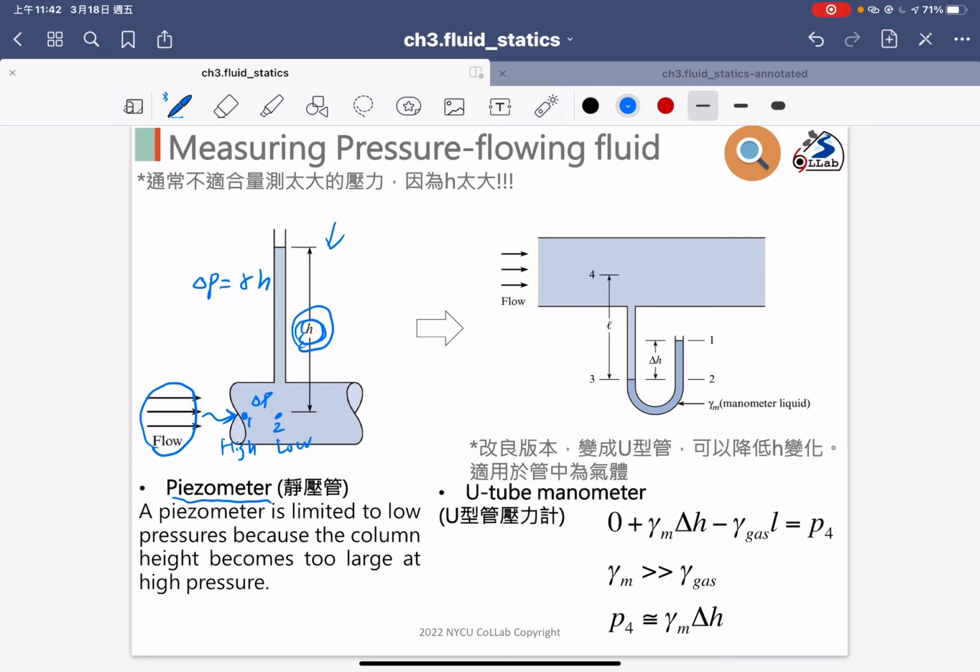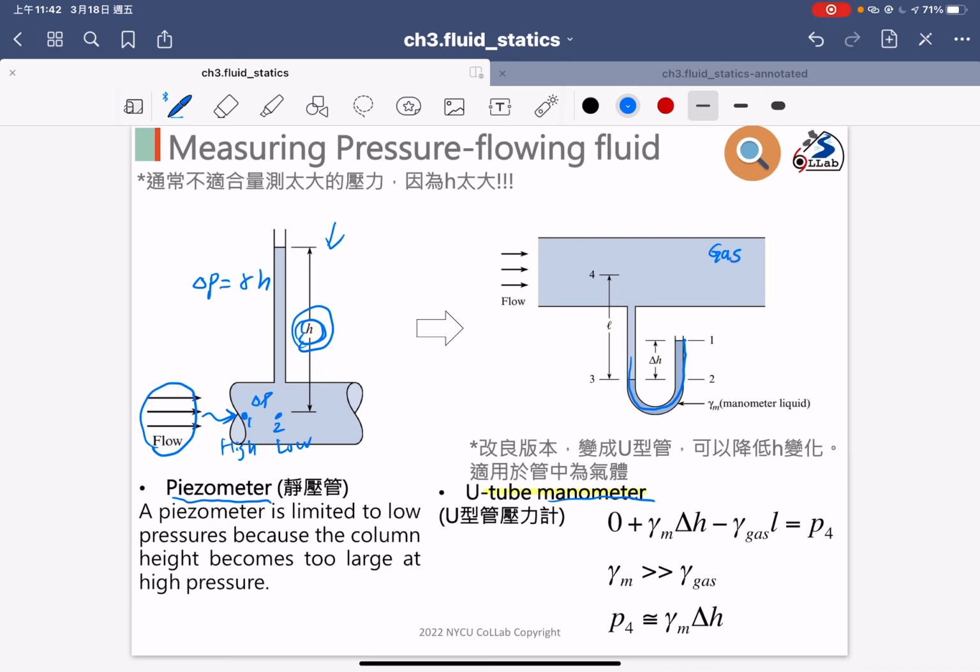So it's not convenient, okay? So another solution is we use the U-shaped tube, and we call that the U-tube manometer, okay? And for these questions, we assume the inside is gas.